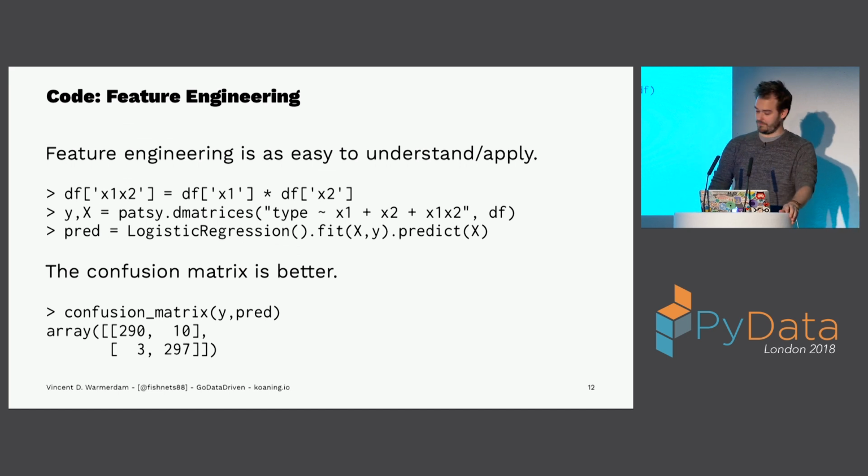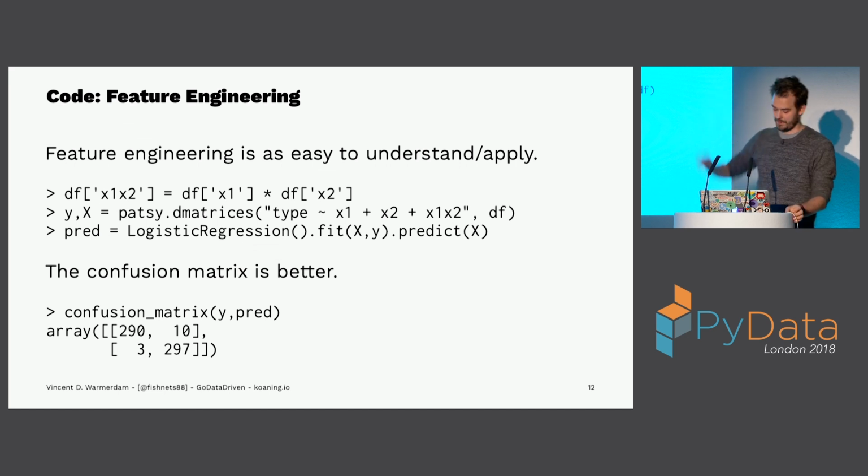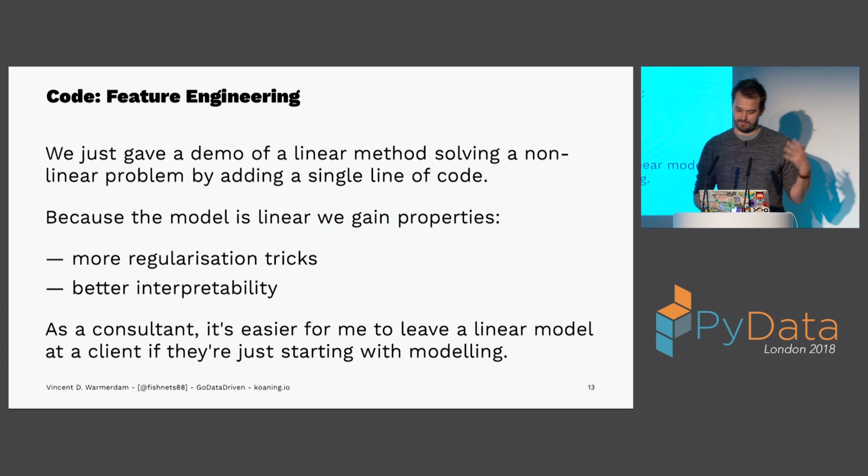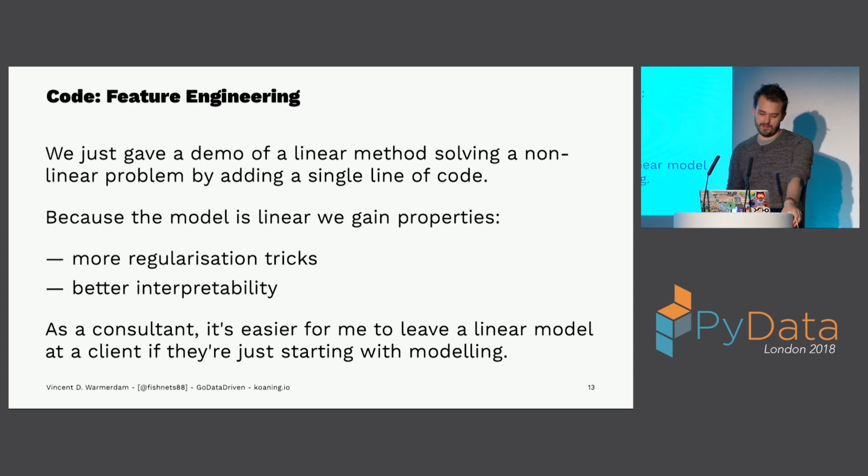So already I'm seeing lots of benefits by just adding one line of code. And this was a very textbook example. I mean, it's just a demo of a linear method solving a nonlinear problem. But because the linear model is applied instead of a nonlinear one, we have much better interpretability, and there are many more tricks that we can use.